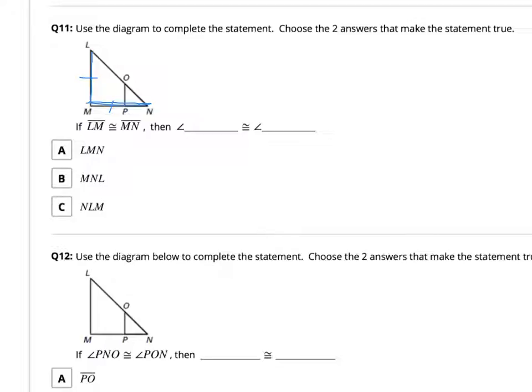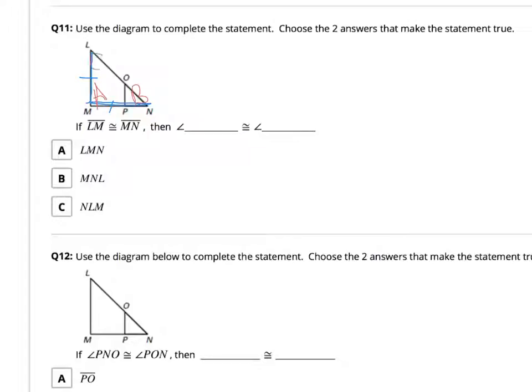Potentially, I'm going to try to label these. Is it LMN? Is it this one? Who's congruent? Then there B is MNL. So MNL goes this way here. Actually, let me label them like this. Here was choice A. Here's choice B.